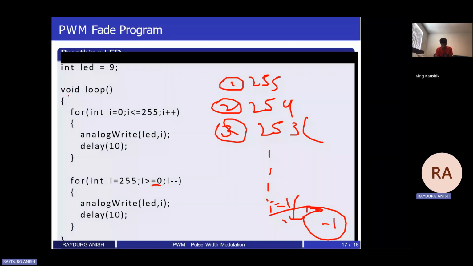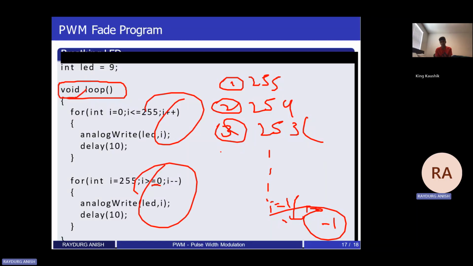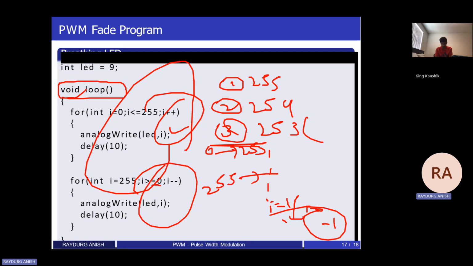And then this total thing is in void loop, so this part runs and then this part runs, and then again these two parts will be looped again. So in the first case you can see the LED goes from low to high slowly, and in the second case you can see the LED goes from high to low slowly. So this is basically a for loop. You initialize the variable here, then give the corresponding condition, and then the corresponding increment value.